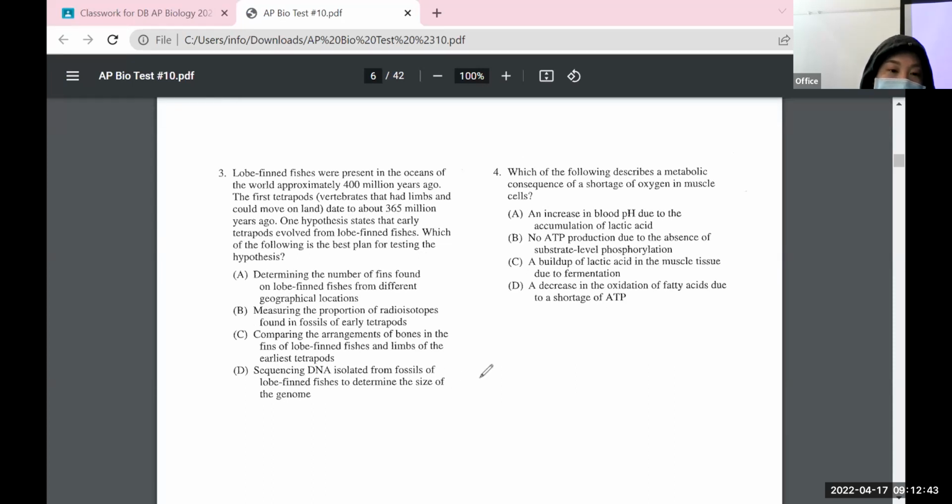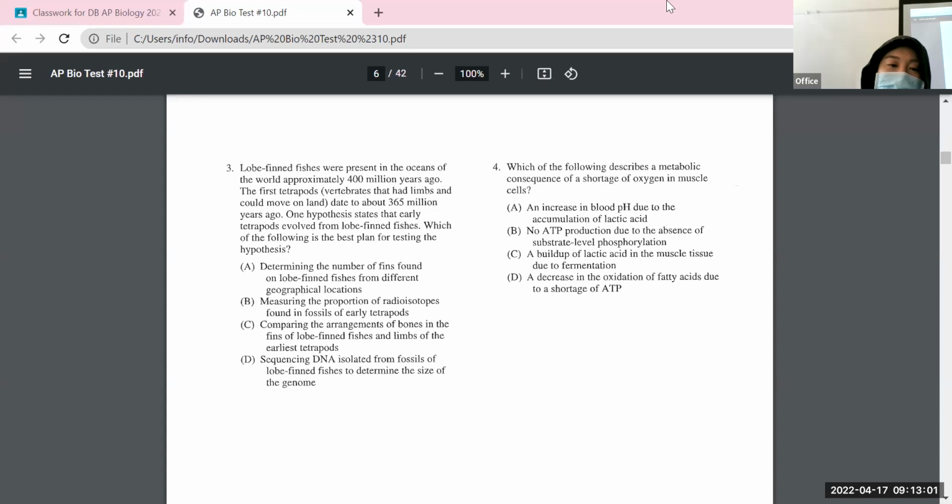Measuring the proportions of radioisotopes found in fossils of early tetrapods. Again, that would help you in dating the fossils, right? So how old they are wouldn't tell you much more. Comparing the arrangements of bones in the fins of lobe-finned fishes and limbs of the earliest tetrapods. Yeah, right. If you look at bone structure, you can search for homology. Again, that would give you a hint as to whether they have shared ancestry, right?